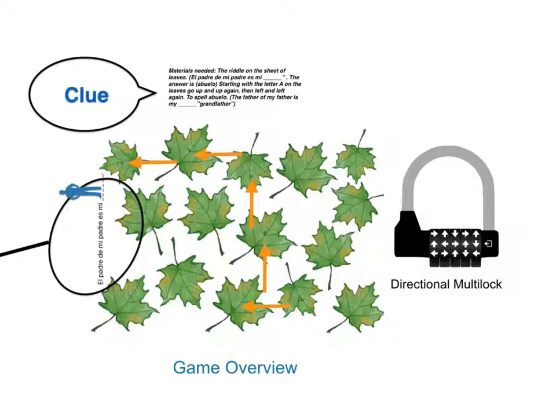The directional multi-lock would be the next lock to be worked on. You're going to need the riddle on the sheet of paper that you see here, the leaves. There is a riddle on the side that says, El padre de mi padre es mi. The father of my father is my grandfather. The answer is abuelo. So if you start on the letter A, which is on the leaf at the very bottom, and follow the letters back, so left, up, left, and left, would spell abuelo. And the orange arrows, of course, would not be on the clue that you would give to the students. Just the leaves with the letters written on the leaves.